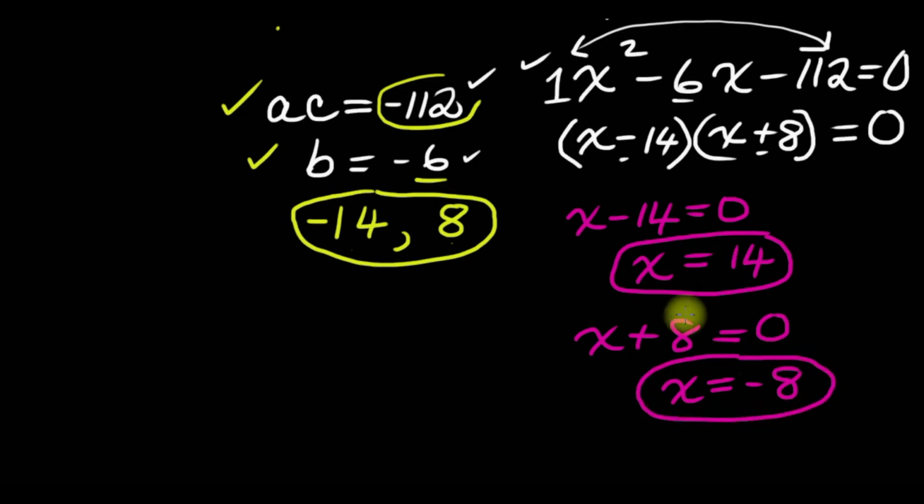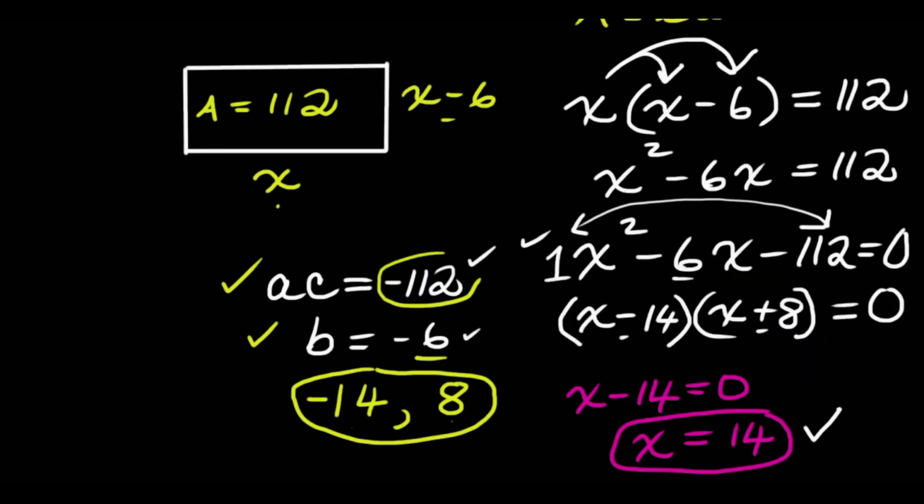Now, if you look at these two numbers, since we're talking about how long it is, this number right here is no good. Okay, the length of a side cannot come out to a negative number. So this one's no good. So, okay, x is 14. So the length is 14.